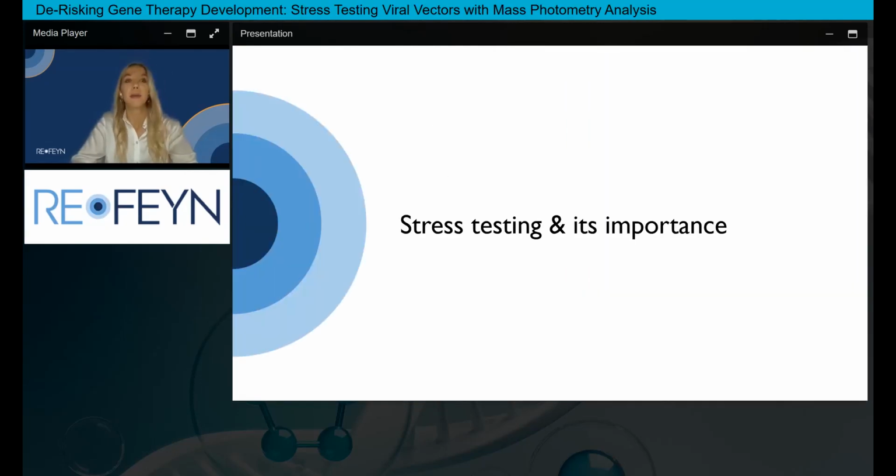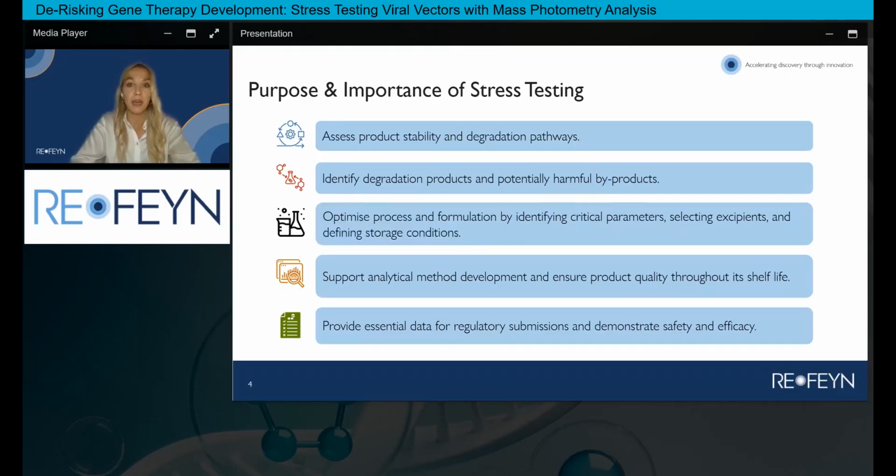Stress testing plays a crucial role in understanding how a product behaves under some challenging conditions. And it's not always about finding when a product degrades, but why and what is driving those changes that can affect its quality, safety, or efficacy. So it's important to assess the product's stability, but also its degradation pathways and what type of degradation products are generated during this process. Are they potentially harmful byproducts?